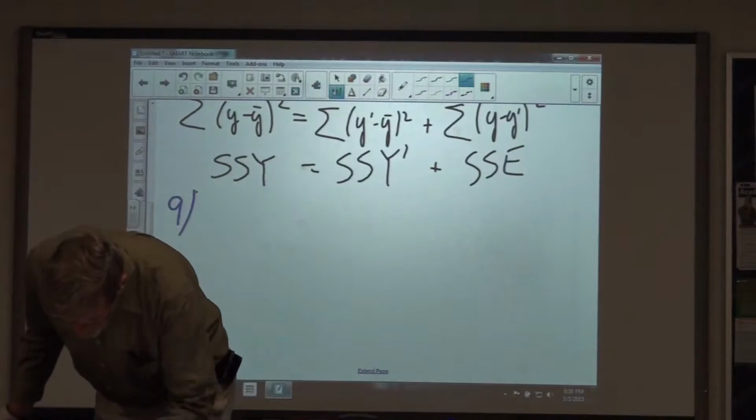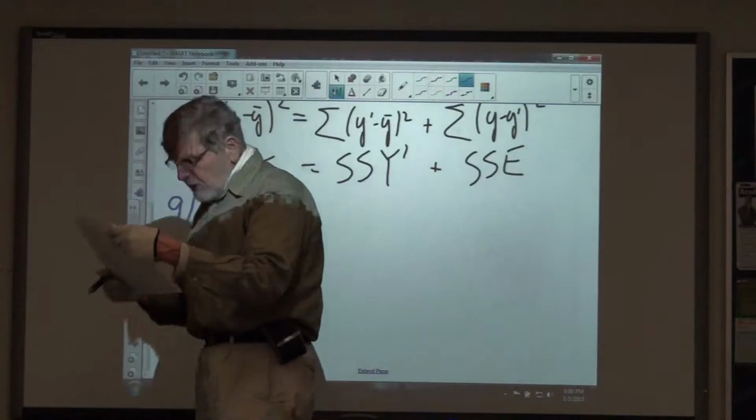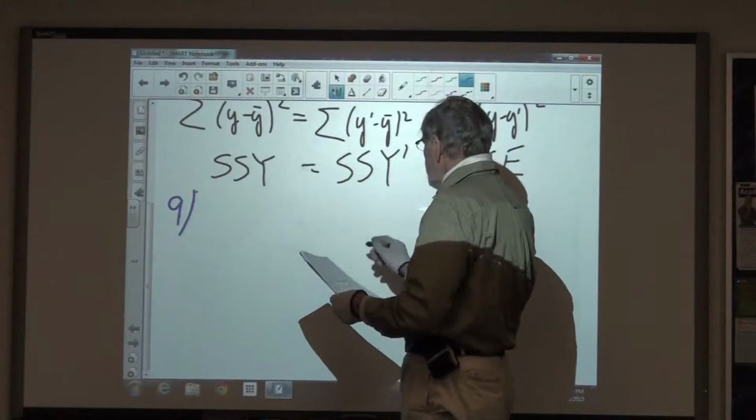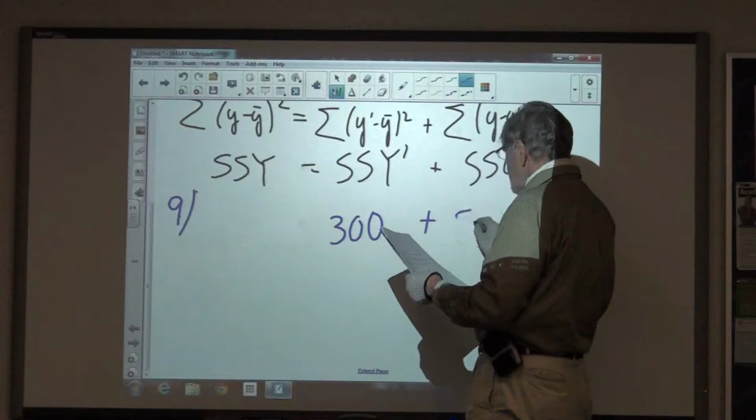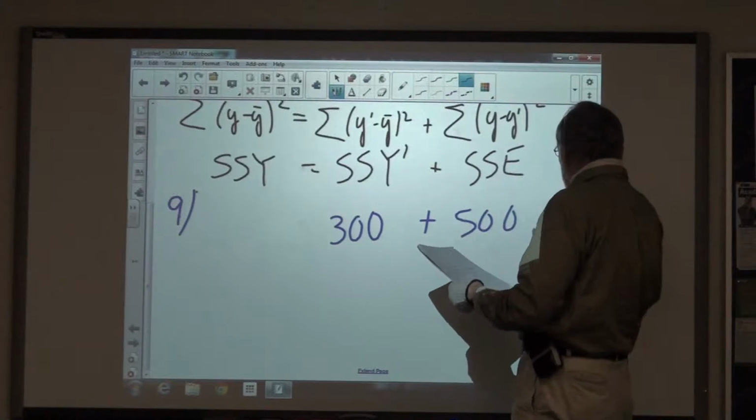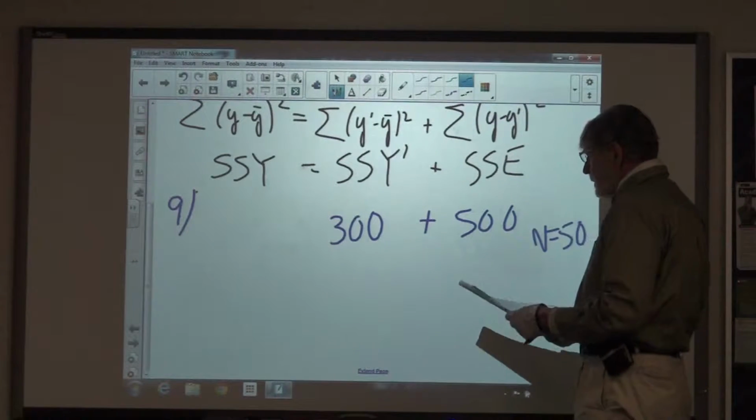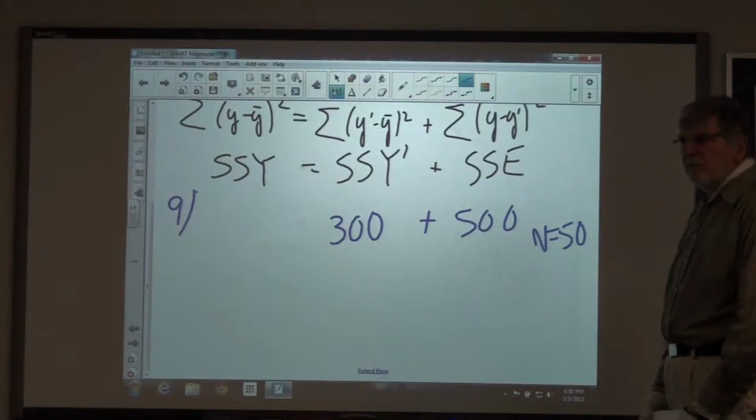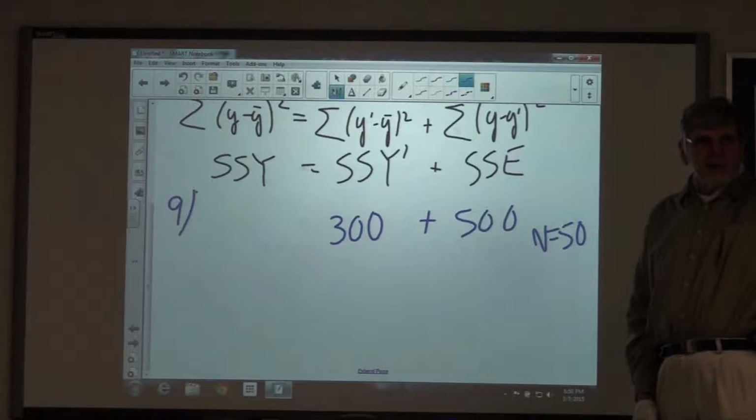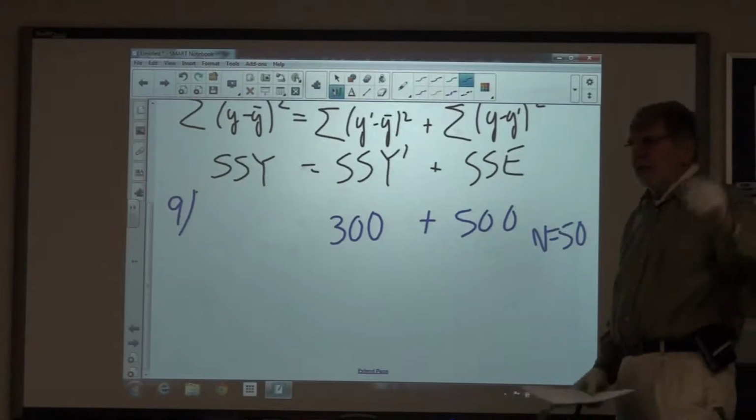Number 9, a sample of x and y is taken. SSY prime is 300. Where do I write the 300? Roughly there. SSE is 500, and n equals 50. So find SSY. Take your time on that one. 800. Well done. SSY is 800.